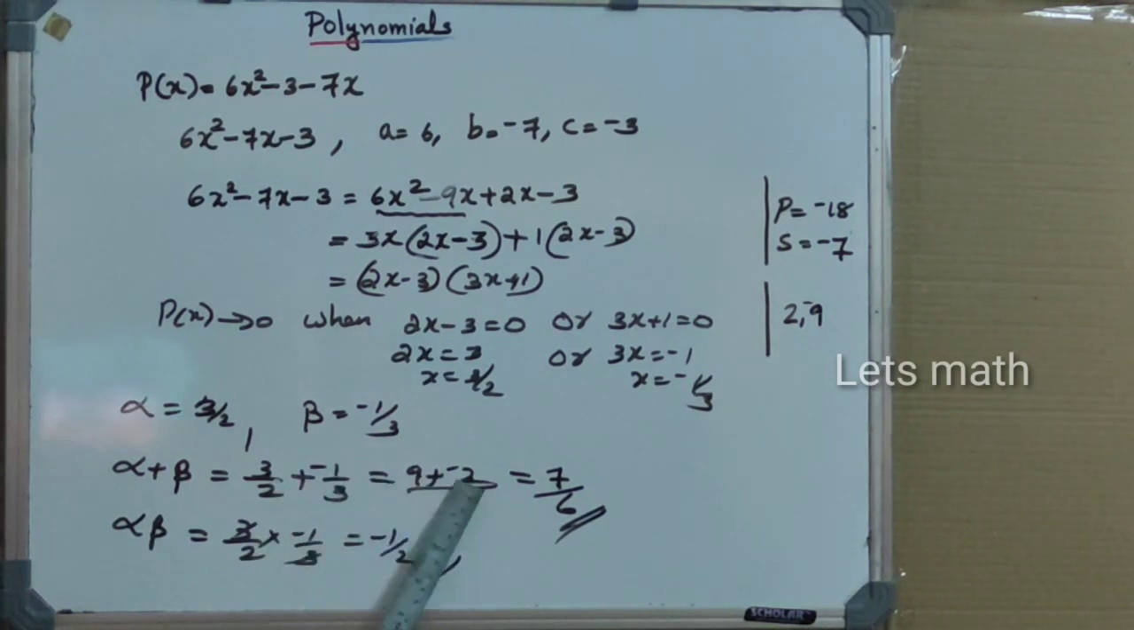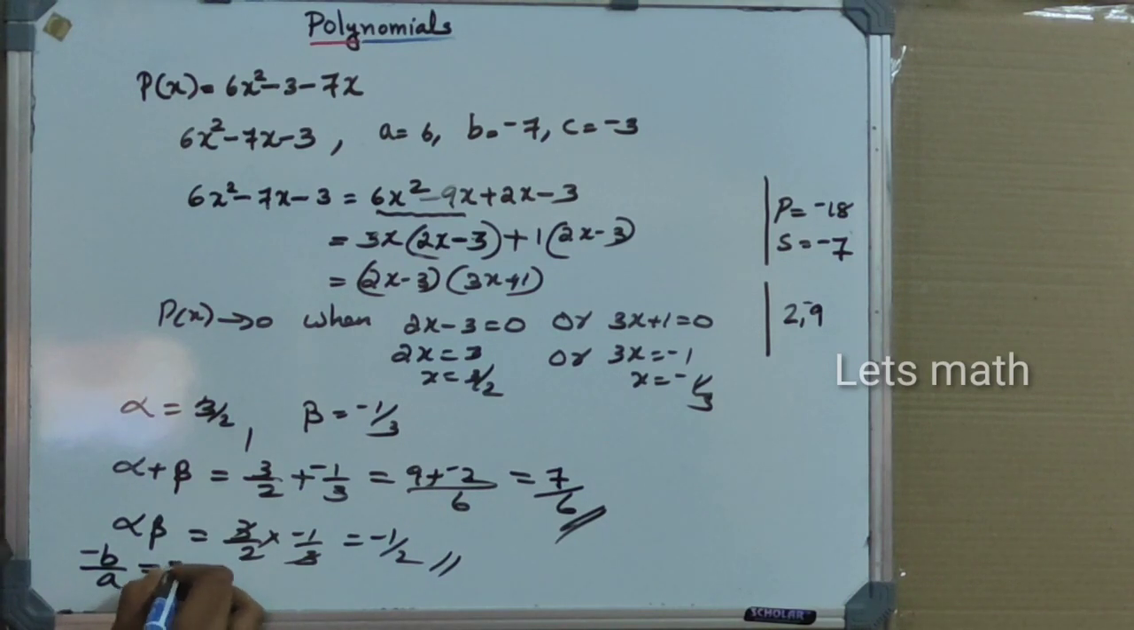Minus 1 into 2, minus 2 by 6. Now, we found alpha plus beta, that is minus b by a. Verify. Minus b by a. What is b here? It is negative 7. So negative 7 in brackets by a. What is a here? 6.